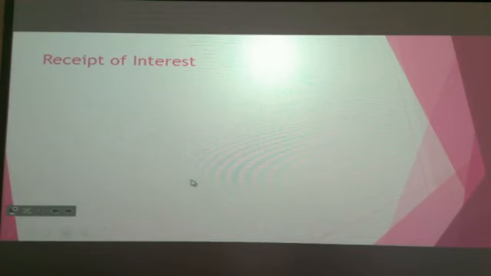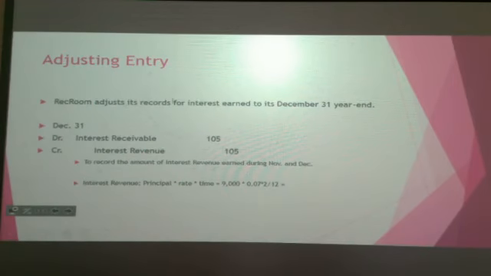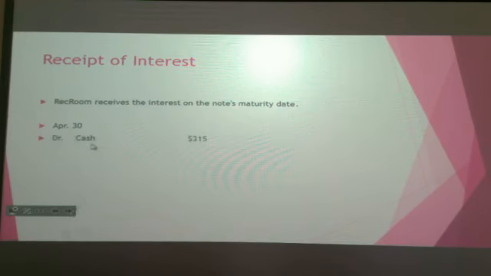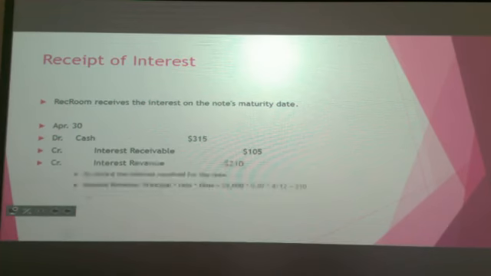Okay. The receipt of the interest at maturity includes this adjusting entry, the amount of interest receivable, plus the amount that was earned over the next 4 months. So on April 30th, we received cash. The total amount of cash we received for the interest was $315. Of that $315, $105 was already owed, which we just recorded, and then $210 was earned during the period from January 1st until April 30th. So you can see the calculation. Interest revenue is principal times rate times time: 9,000 times 7% times 4 months out of 12, this time because we went from January 1st until April 30th.